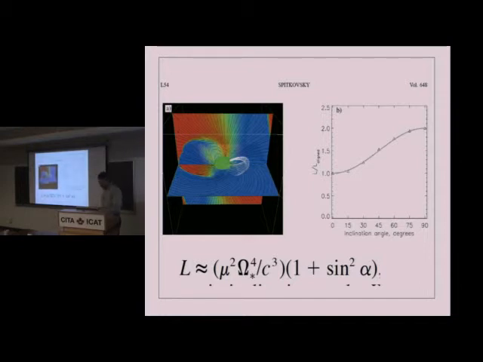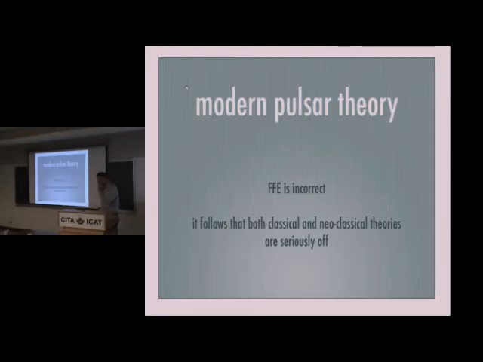This is not true. This is all wrong, like I said. So now let's go to modern pulsar theory. The main message is that post-force-free electrodynamics is in fact incorrect. By incorrect, I mean incorrect, wrong. It follows, therefore, that both classical and neoclassical theories are seriously off as applied to pulsars.